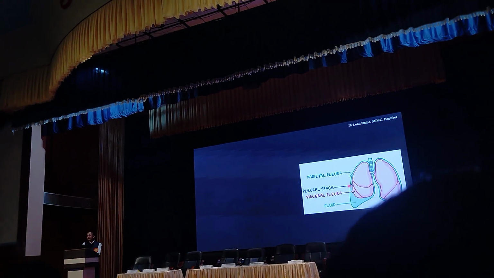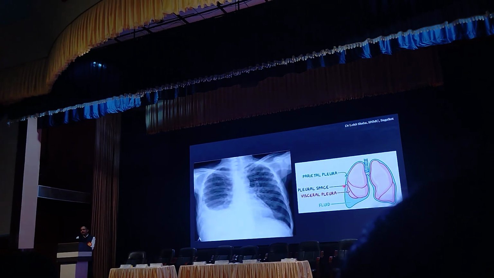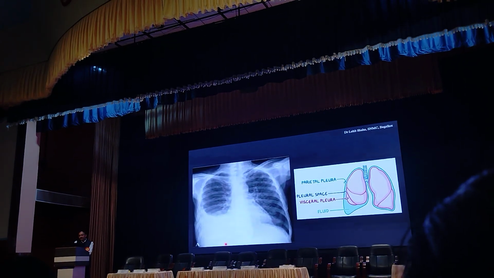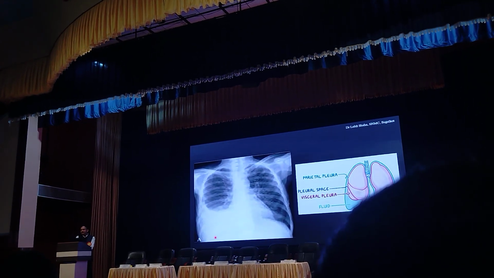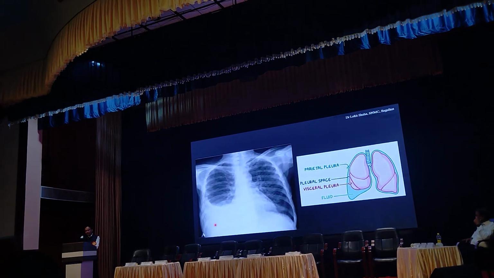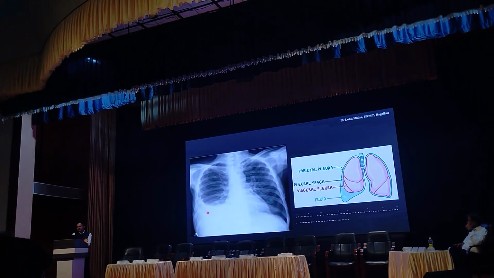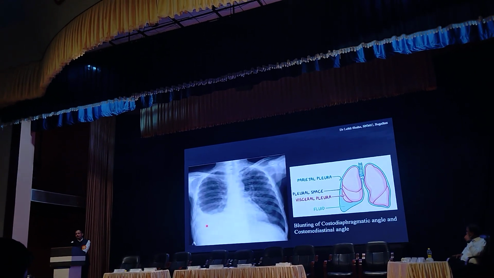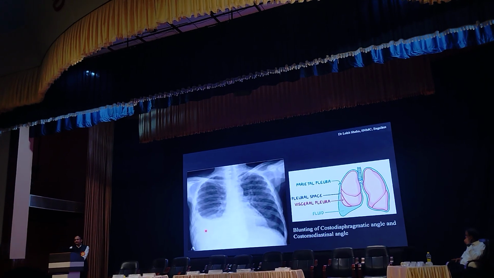What is that? Pleural effusion. When we look at the X-ray, I said that we have to check the angle over here. So here you are not going to see that angle. That is what we call blunting of the costodiaphragmatic angle.